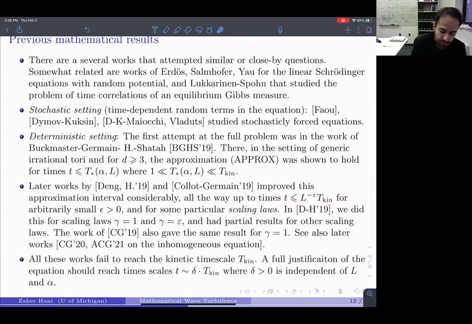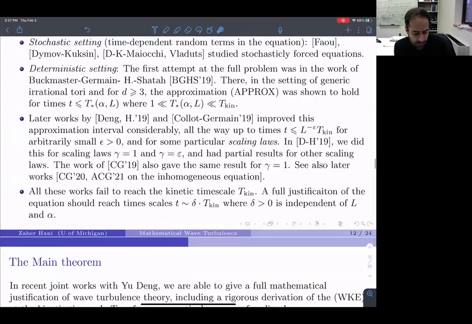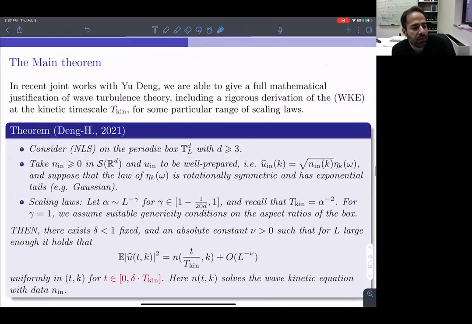So all those works fail to reach the kinetic time scale T kinetic, and a full justification of the equation should reach those kinetic times, should reach delta times the kinetic time, where delta is independent of L and alpha. That would put the theory on the same level in terms of time as Lanford's theorem for the Boltzmann equation. And this is the subject of the main theorem for us today.